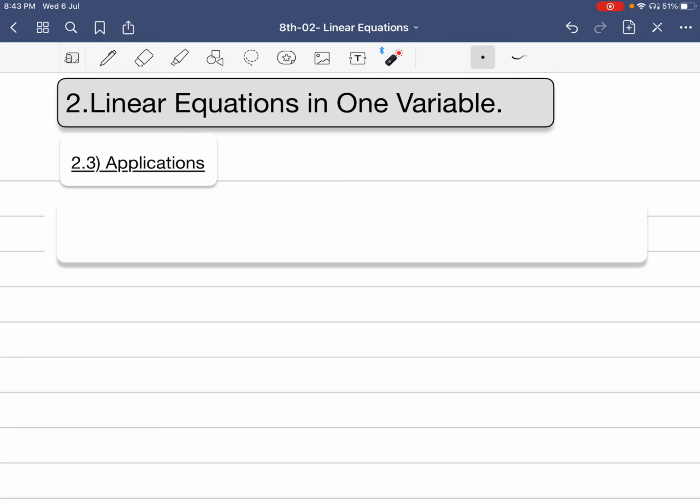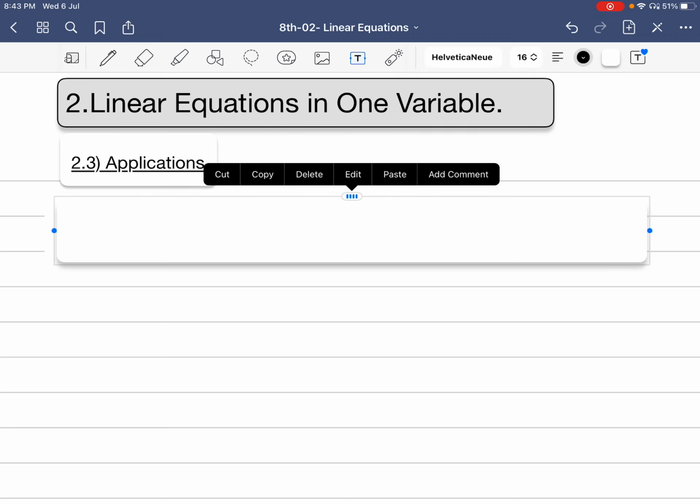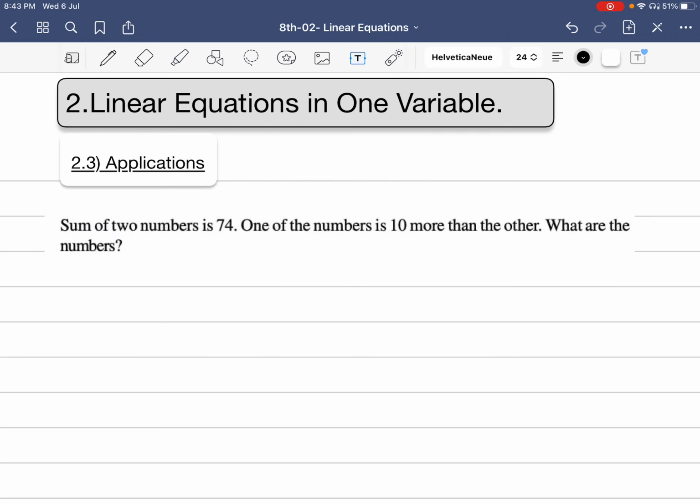Okay. So here is a problem statement. Let's read it. Sum of two numbers is 74. So there are two numbers and its summation is 74. One of the numbers is 10 more than the other. So one number is 10 more than the other. What are the numbers?